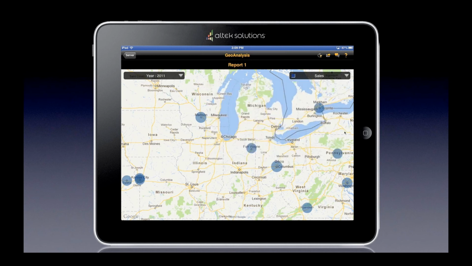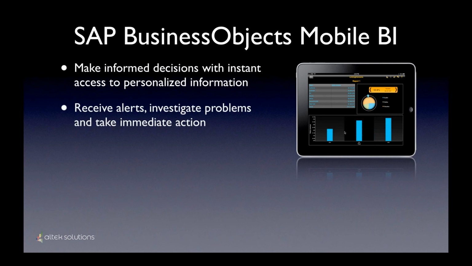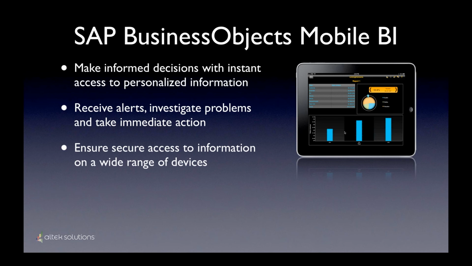So Scott, you want to take over there? Thanks, Mike. Through Mike's demos today, we saw how you can use SAP BusinessObjects Mobile to easily make informed decisions from your mobile device. We also saw how information users can receive alerts, investigate problems, and take immediate action, all from anywhere in the world from their mobile device. And finally, we learned how the SAP BusinessObjects platform can provide secure access to this content across a wide range of mobile devices, providing the ability to leverage your existing BI skills and deploy a mobile BI solution immediately.